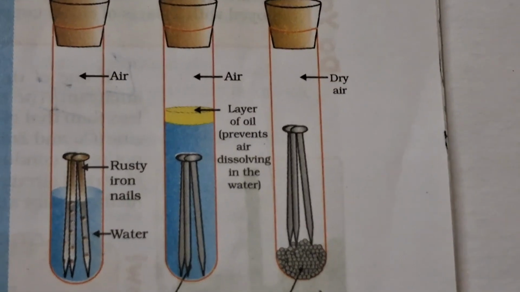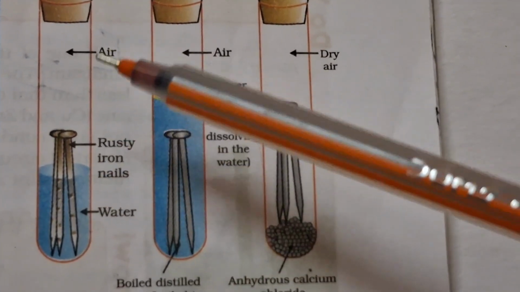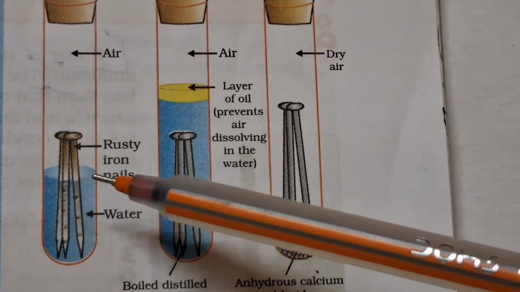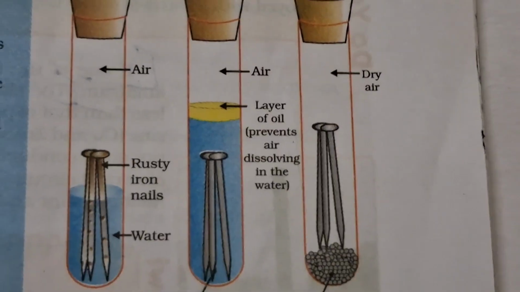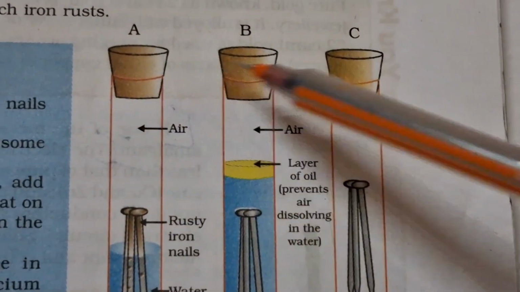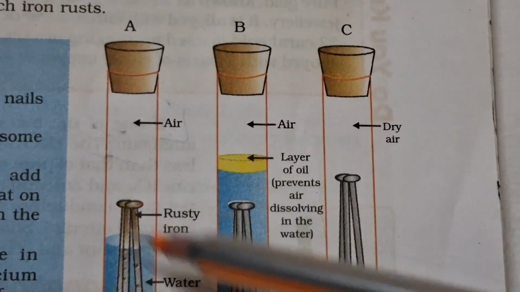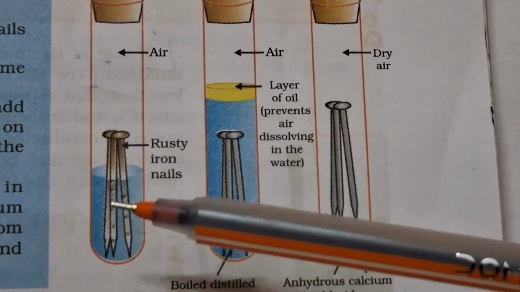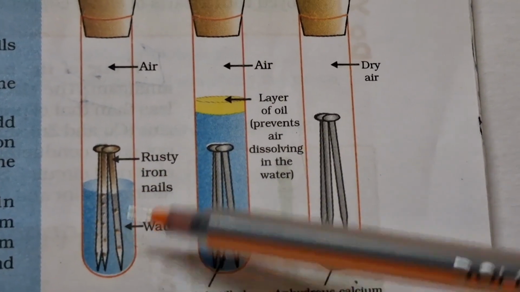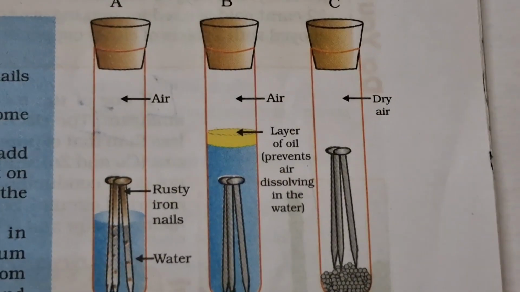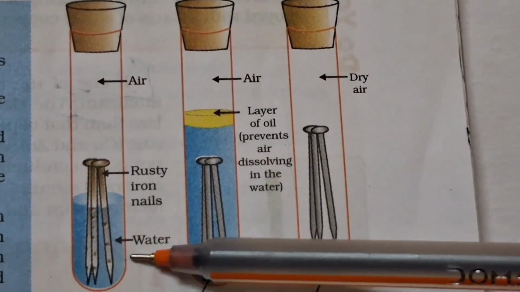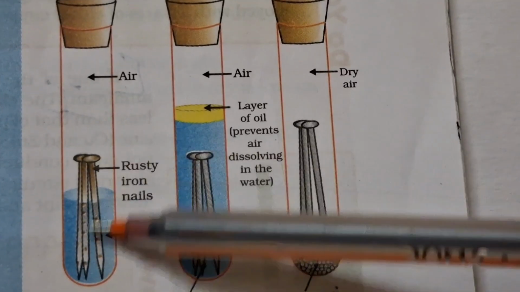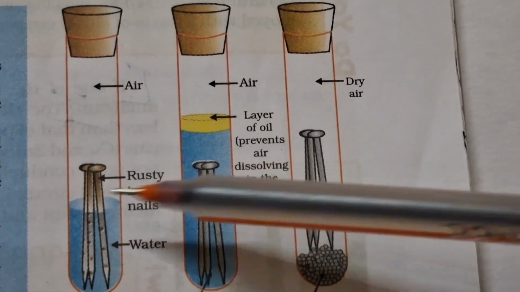This is an experimental setup to show that for rusting, air and moisture are needed. Three test tubes, A, B and C, are taken, and in the setup two iron nails are kept inside each. In test tube A, air is there and water. Inside this water, the iron nails are dipped.